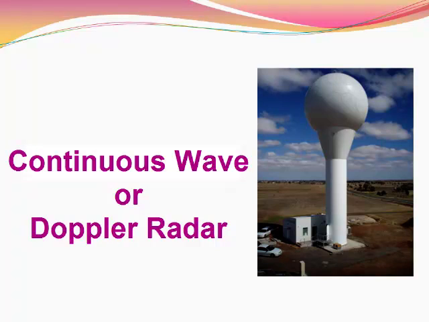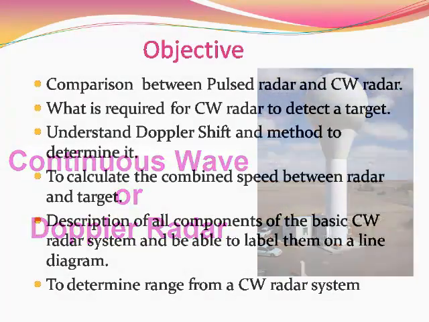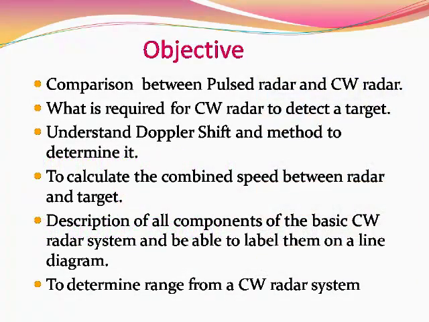So let us see now what are the objectives of this class. The objectives are to understand the differences between pulsed radar and CW radar, what is required in a CW radar to see a target, that means to detect that a target is present in the vicinity, and understand what exactly this Doppler shift means and how to find this Doppler shift, how to calculate the combined speed between target and the radar. That means when the radar is moving and the target is also moving, how do we find the distance and other details.